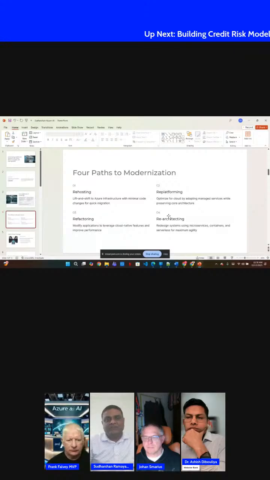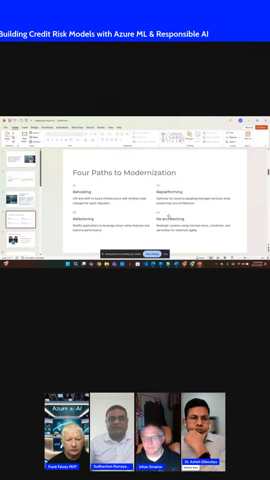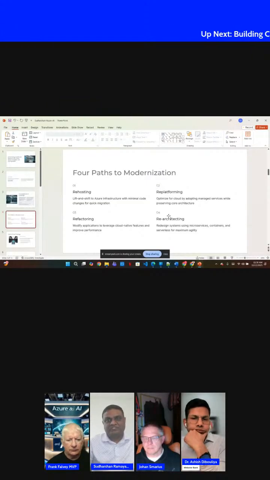So I have categorized here four paths for modernization: rehosting, replatforming, refactoring, and re-architecting. Each modernization has its own challenge and own effectiveness. Basically, based on the customer need and the large volume of data, we can choose which modernization we can go with.